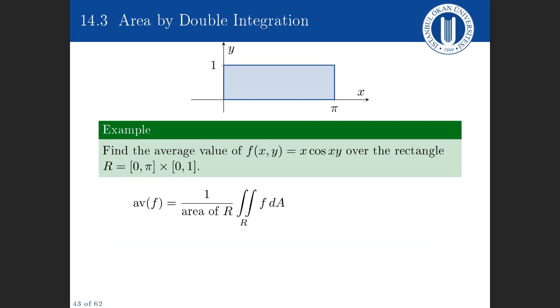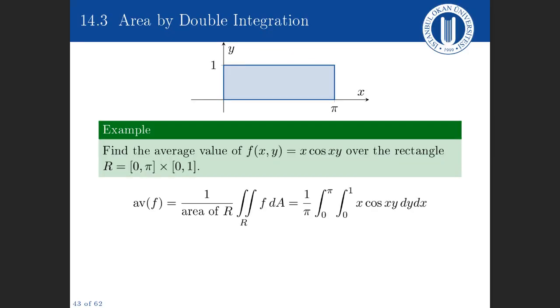For example, find the average value of x cos xy over the rectangle R, where x is between 0 and pi, y is between 0 and 1. That's the rectangle, closed interval from 0 to pi, cross closed interval from 0 to 1. So we're going to use the formula. The average value of f is 1 divided by the area of R, that's the area of the rectangle, that's very easy, multiplied by the integral of f over this rectangle.